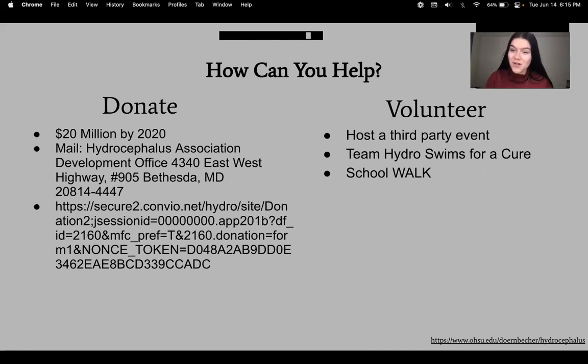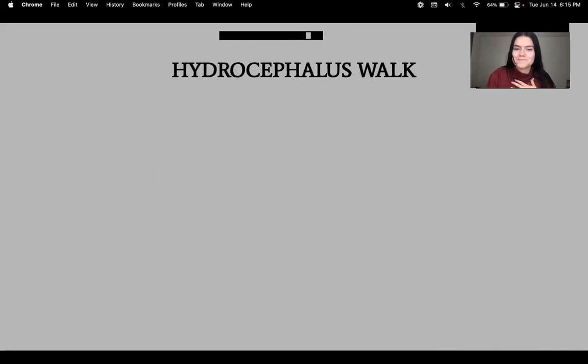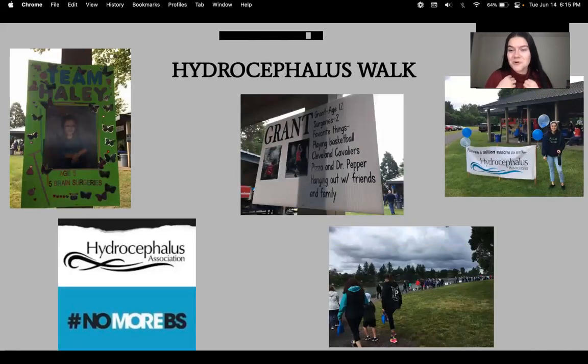So there are ways for you to volunteer. There is the Walk to End Hydrocephalus, along with swimming events, and you can host a party yourself to try to be an activist for people who have hydrocephalus, because it is so not talked about, even by patients who have hydrocephalus. I was actually able to do a Walk to End Hydrocephalus myself, where I was able to meet a lot of cool people who've had a lot of brain surgeries.